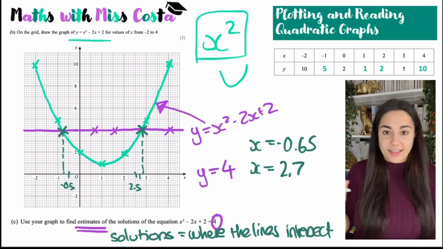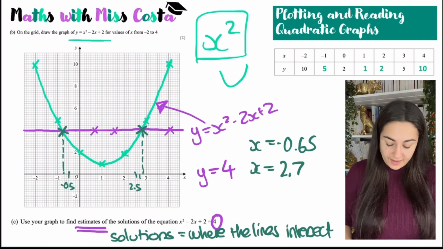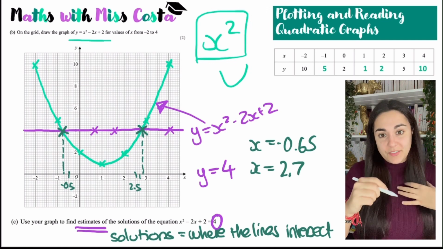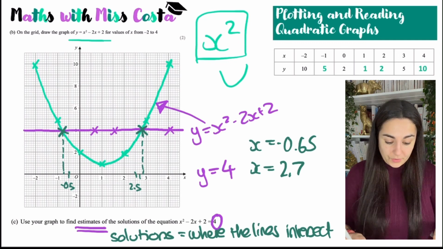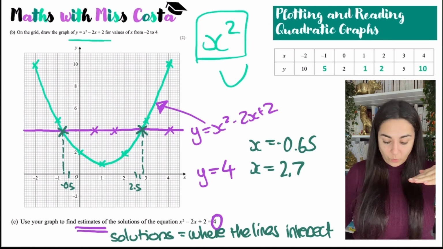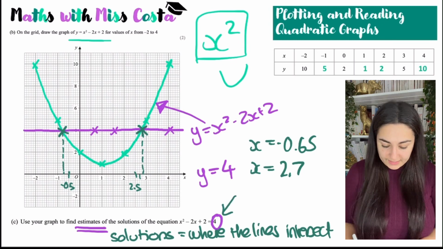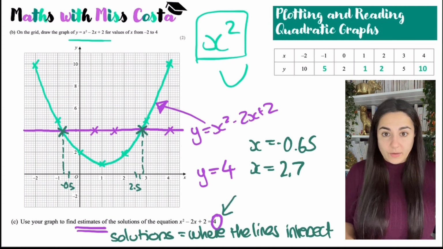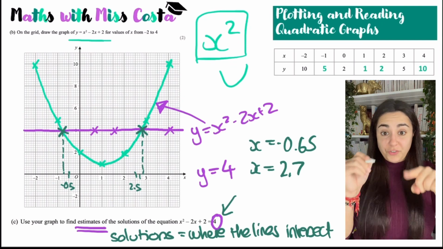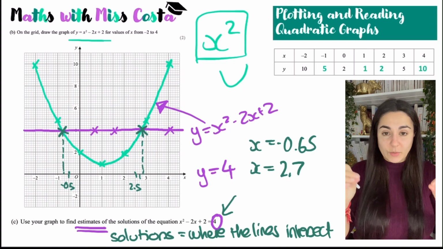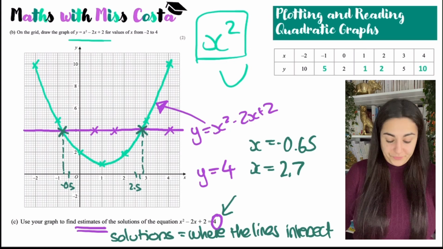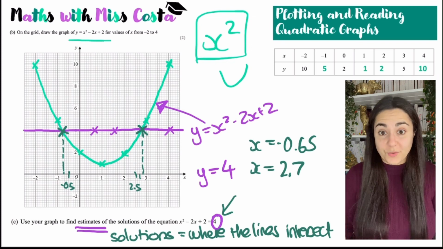So as you can see, there is a little bit of leeway there, but that's how you find your solutions. You make it equal to the line. So in this case, you've got your graph and you make it equal to the line y equals 4. If over here it said equals 8, you draw the line y equals 8. If it said negative 7, you draw the line y equals negative 7. And you just find the two solutions, and solutions are where the lines intersect. And that's how you solve simultaneous equations on a quadratic graph.